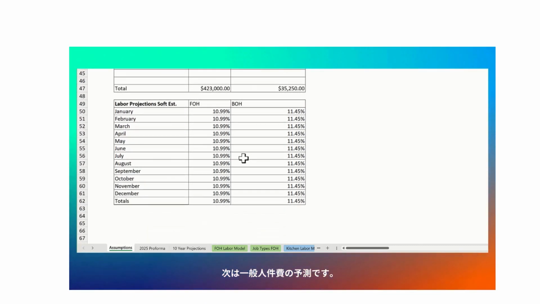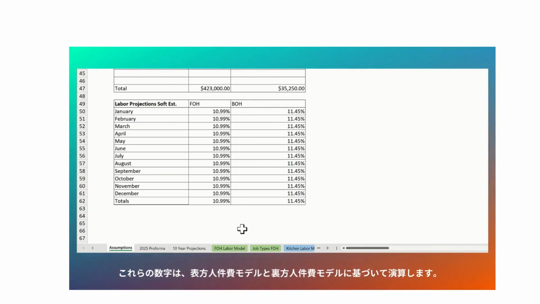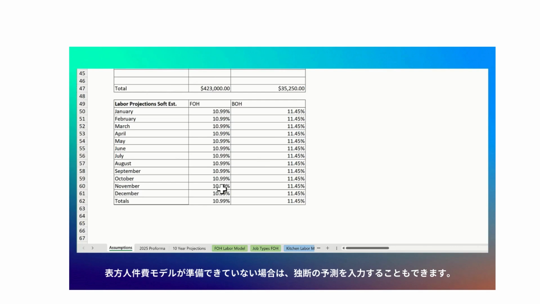The next piece down here is our labor projections, and this is our hourly labor projections. We'll start with the front of the house, and we've predicted about 10.99%. And in the kitchen or back of the house, we've predicted 11.45%. These numbers are coming from the front of the house labor model and kitchen labor models that we've built. We can also just directly plug in estimates until we have time to build these labor models.